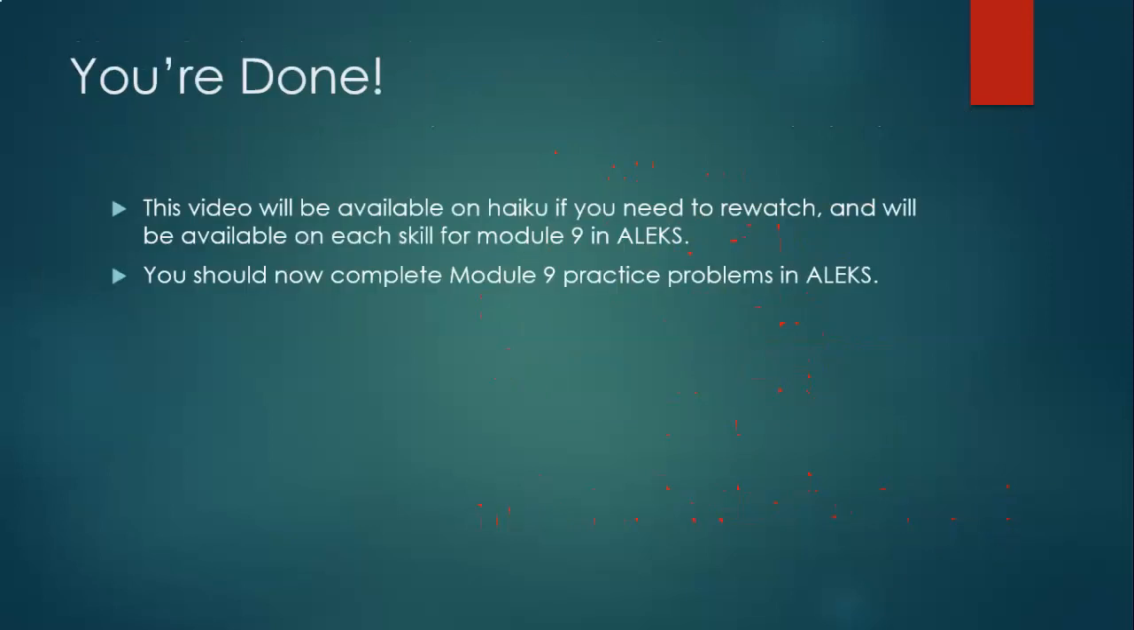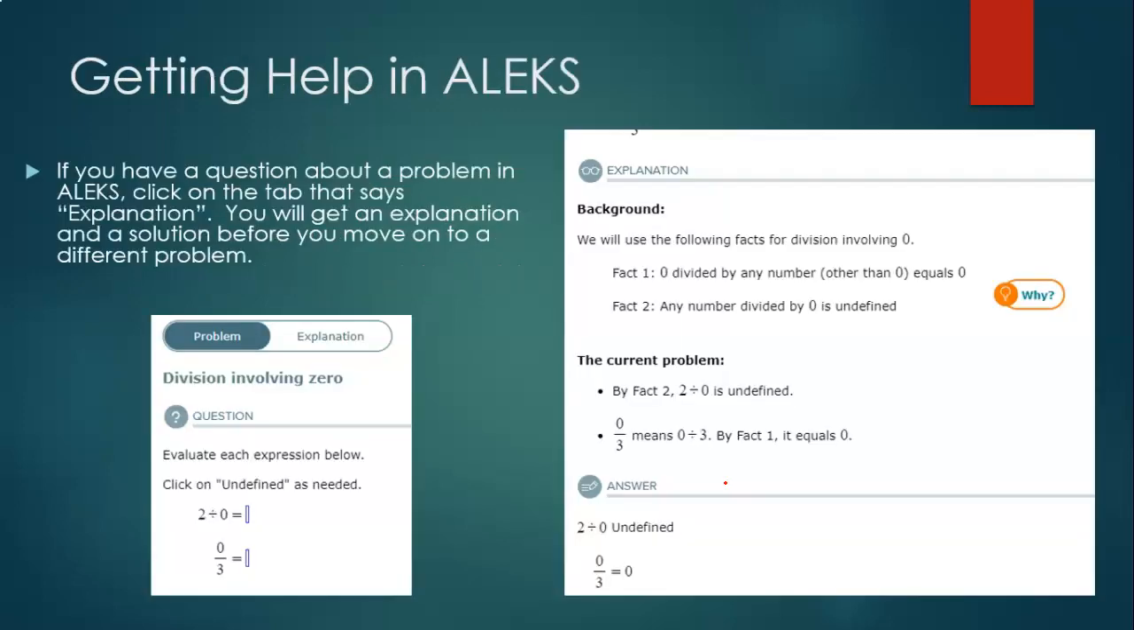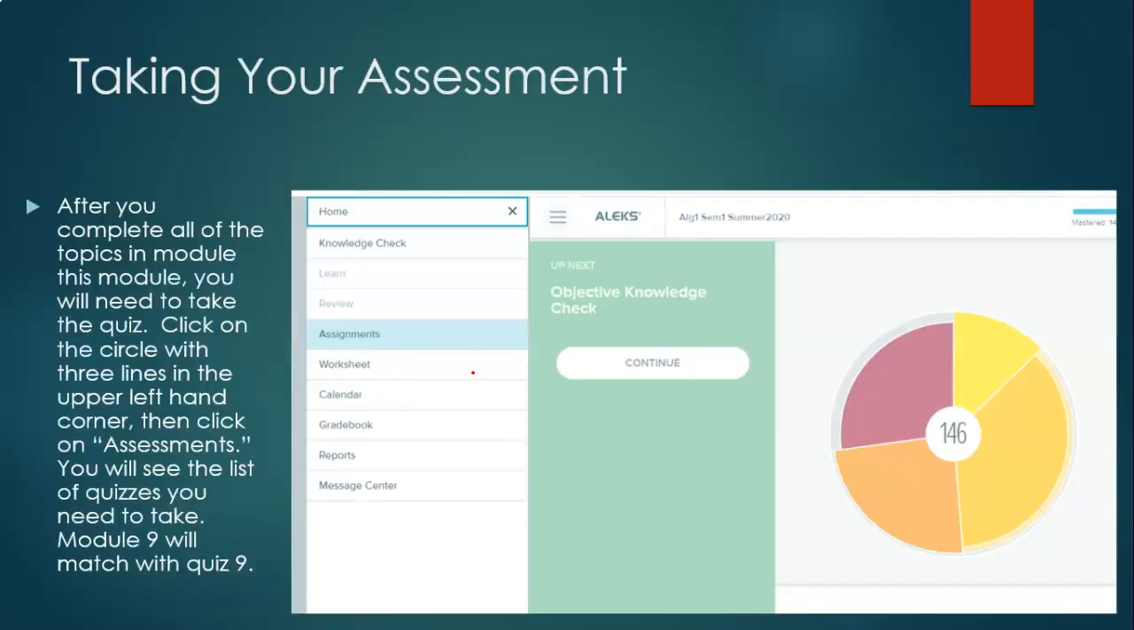You're done. This video will be available on Haiku if you need to rewatch, and will be available on each skill for Module 9 in ALEX. You should now complete Module 9 practice problems. Again, if you're having trouble finding those, you're going to click on Continue My Path. That's what you're looking for to do the practice problems. In the practice problems, you can always click on the explanation. You can also find this video again under Resources, or you should have your notes to look at.